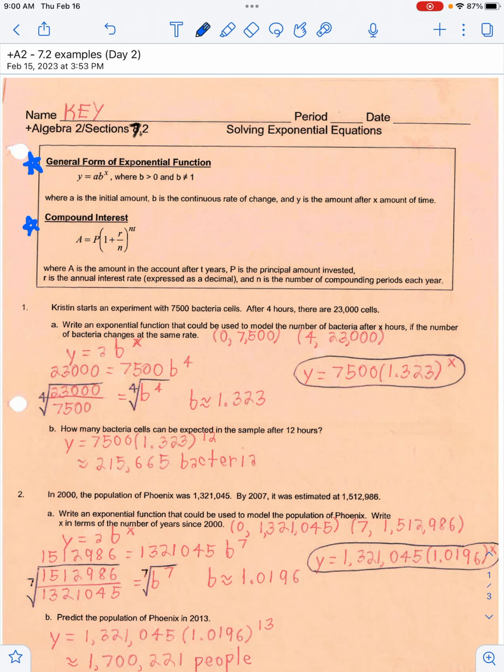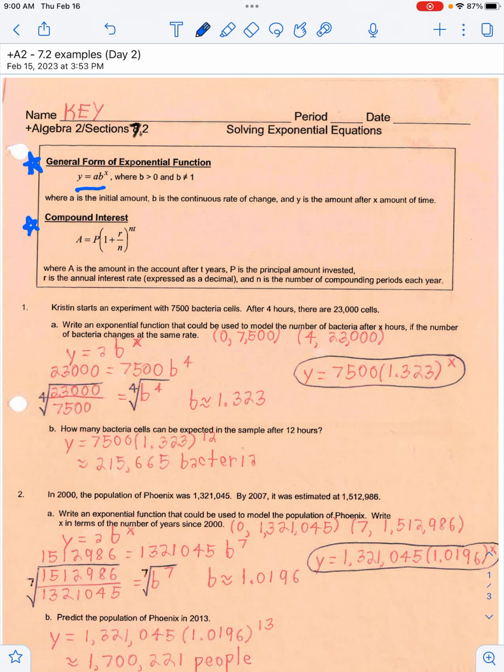So the top one is generically the general form, y equals a times b to the x, where the base always is a number greater than 0, but not 1. And the other formula is for compound interest. And I'll talk about each of the formulas as I use them.